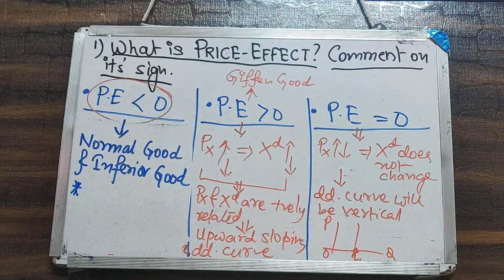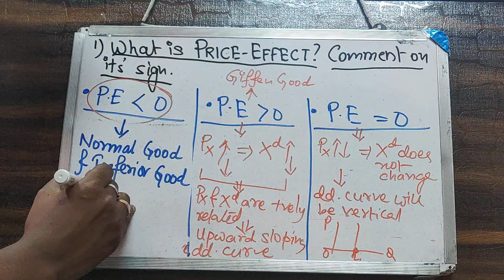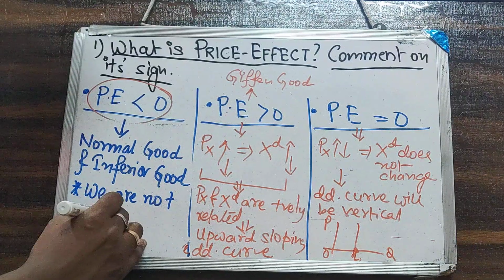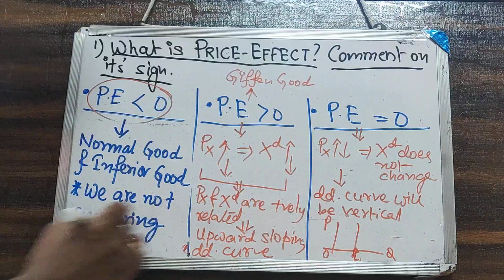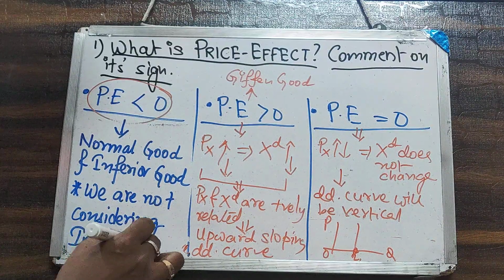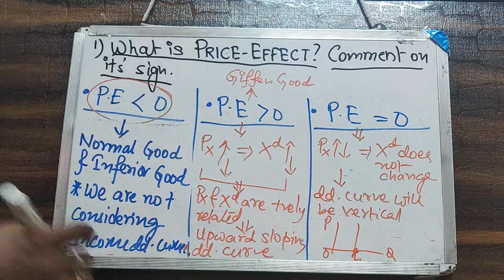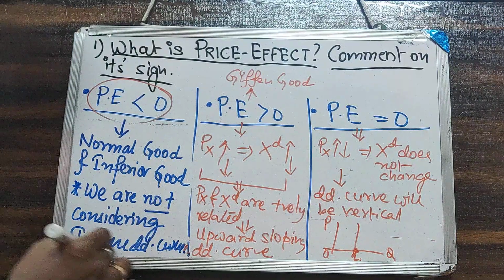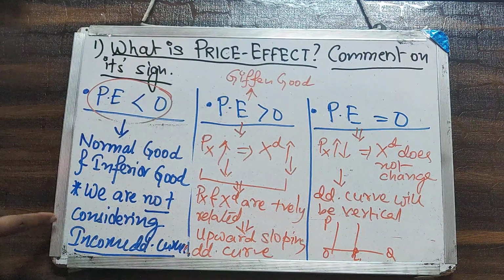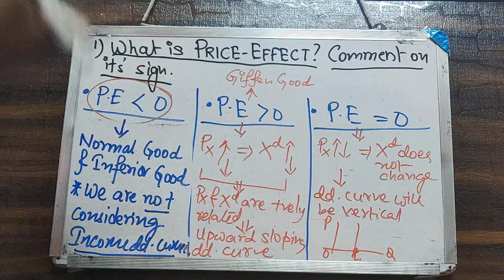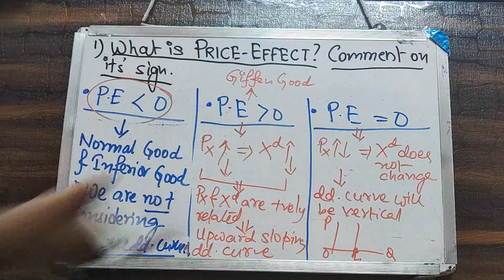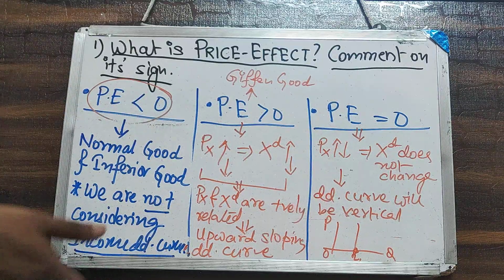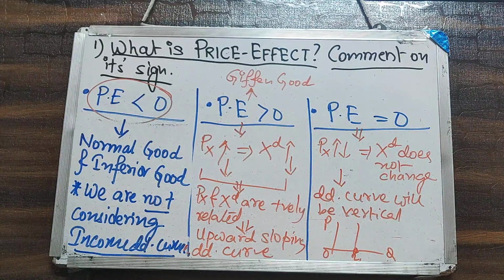Note the fact that we are not considering income demand curve. Here we are considering price demand curve and not income demand curve, because if we are considering income demand curve, in case of normal good it will be upward sloping, and in case of inferior good it will be backward bending. Okay, we have already discussed income demand curve in my earlier videos.